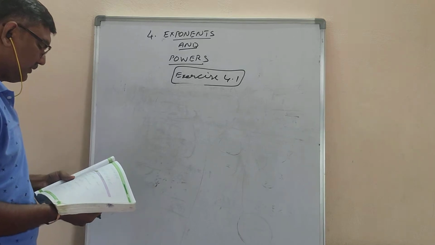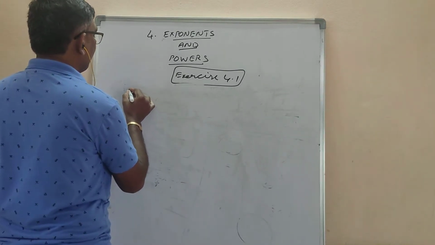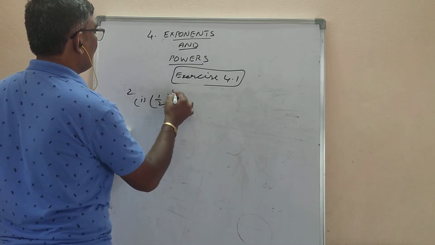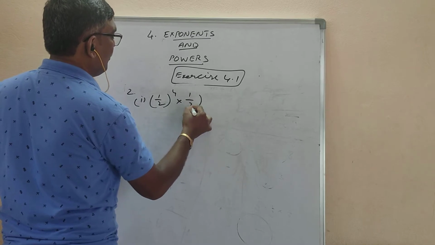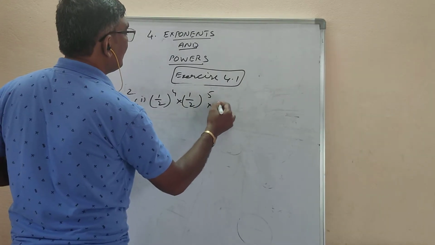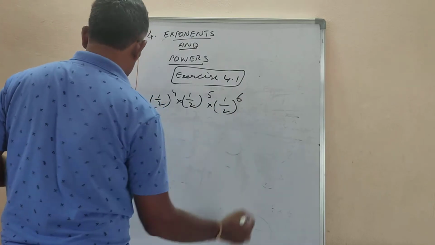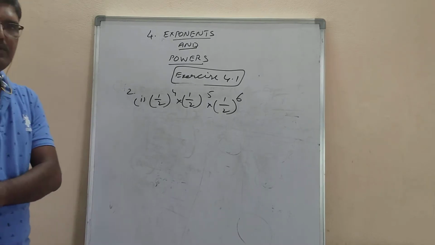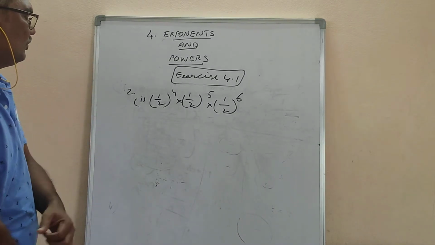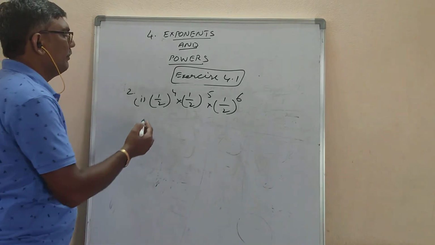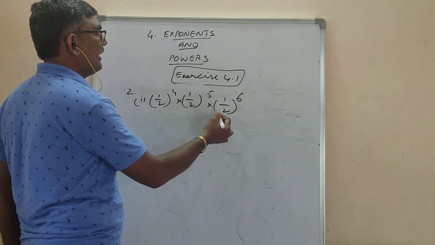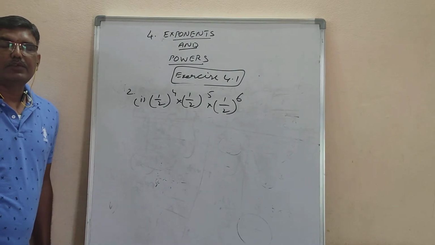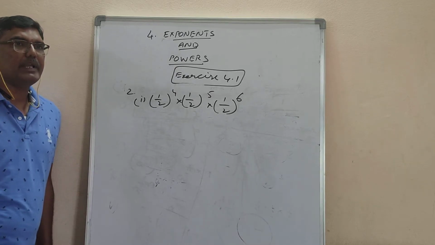The second question is simplify. In the first question, (1/2)^4 into (1/2)^5 into (1/2)^6. So the base is 1/2, the base is 1/2, the base is 1/2. You have the same bases. If you have the same base and you multiply, you have to add the powers.